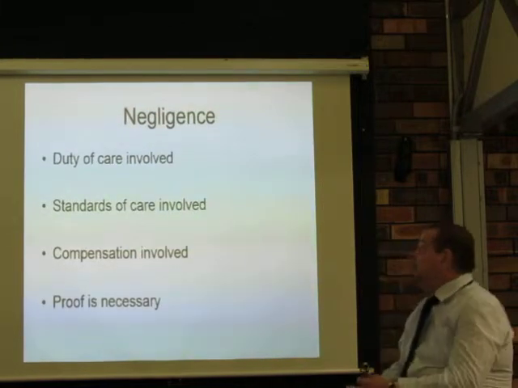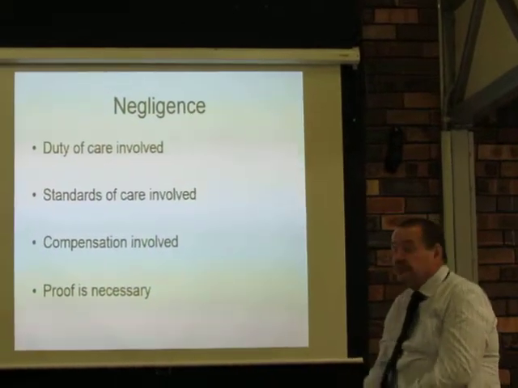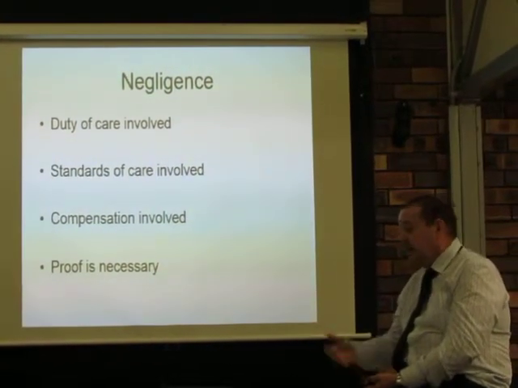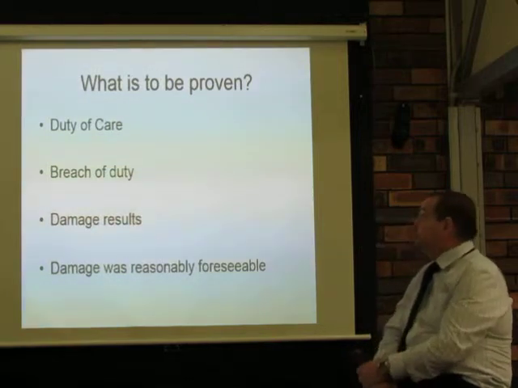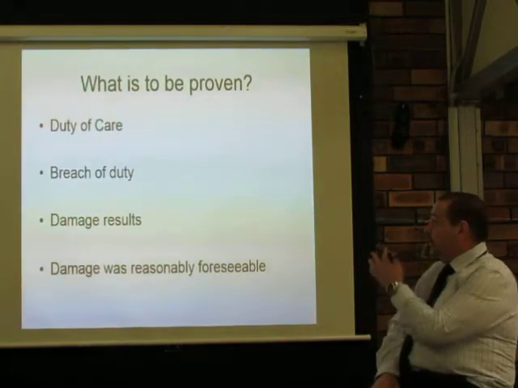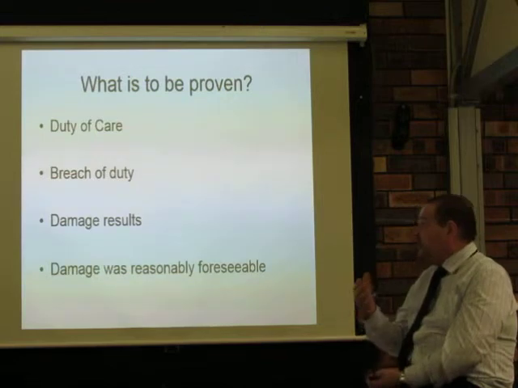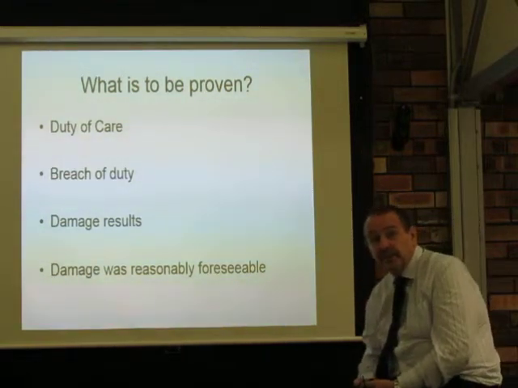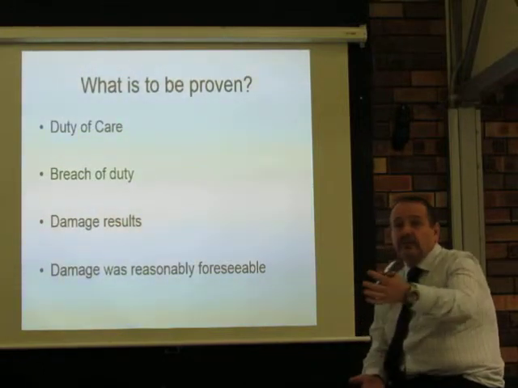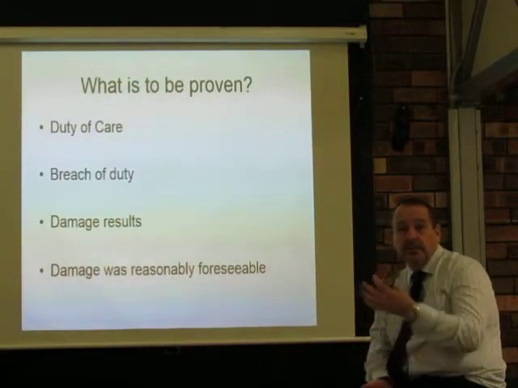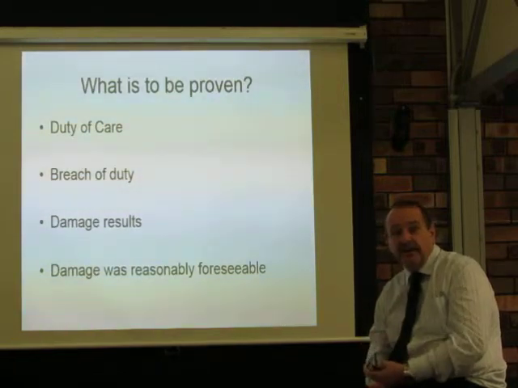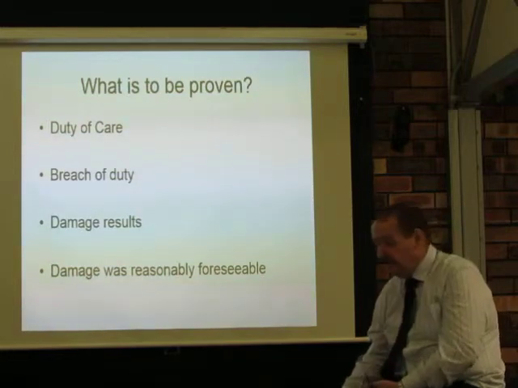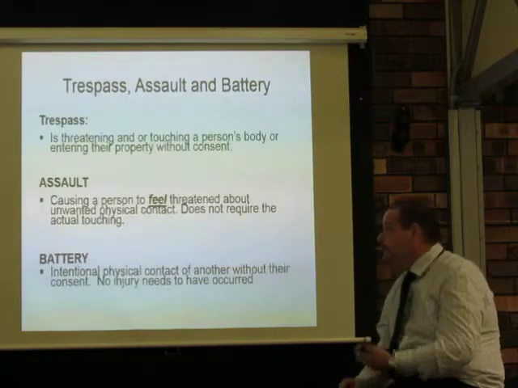Negligence. There was a duty of care, standards of care are involved, there's compensation and proofs necessary. So what is to be proven? There was a duty of care, that we breached that duty of care, that damage resulted, and damage was reasonably foreseeable. So, because we walked our patient, if they fall, they're elderly, there's a potential they'll break their hip. And they did. Therefore, it was foreseeable. There's lots of other things, but that's a very simple one.